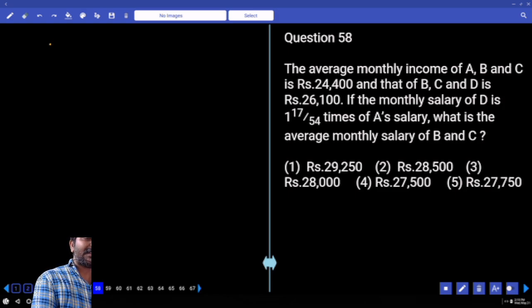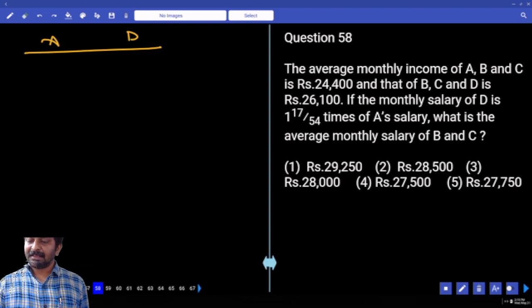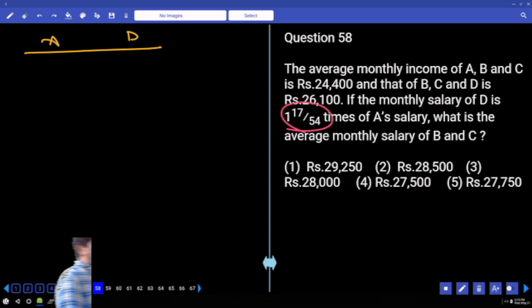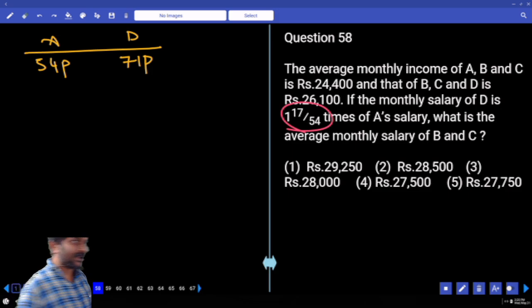we have comparison between A and D. D's salary is 1 17/54 times, they said, correct? Mixed fraction convert into improper: 54 plus 17, 71 by 54. D depends on A, right? So I'll take A value as 54 parts, then D becomes 71 parts, correct?